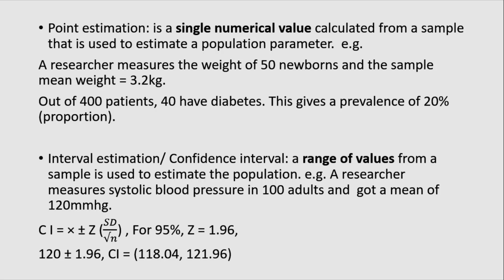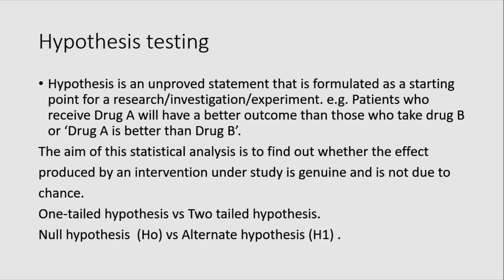So using what I said about the normal distribution curve, for a 95% confidence interval, you are not making an inference that 95% of everybody in this hospital are going to fall within 118.04 to 121.96 millimeters of mercury for their systolic blood pressure. That is what interval estimation, or using confidence interval for your hypothesis testing, means.